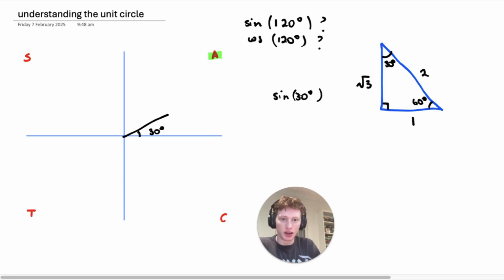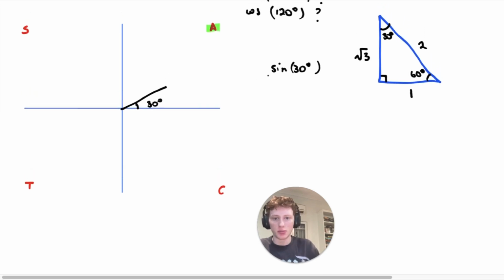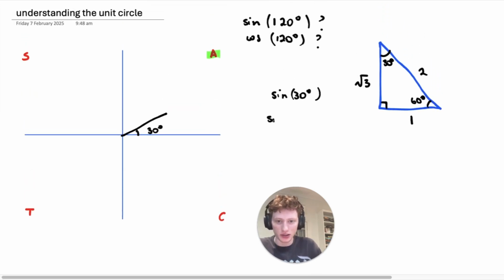So that's the first way of doing it. You just take your angle. If it's in the first quadrant anyway, you're chilling. You can just do your calculations like that or with your calculator. But where it gets a bit complicated is, okay, we don't want to find sine of 30. We now want to find sine of 120.